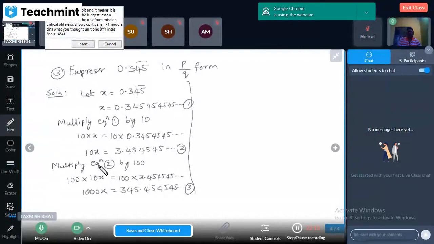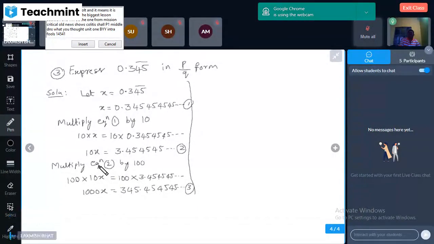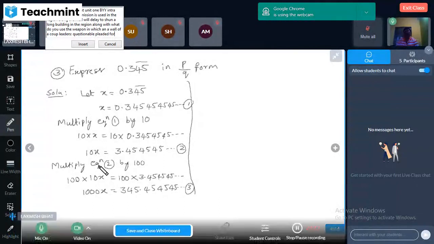Now go through equation number 1, 2, 3. In equation number 1, the first digit is 3, but in equation number 2 it is 4, and in equation number 3 it is 4. So we cannot cancel the decimal part by subtracting equation number 1 from 2 or equation number 1 from 3, but we can cancel the decimal part by subtracting equation number 2 from equation number 3. So here the next step will be subtract.